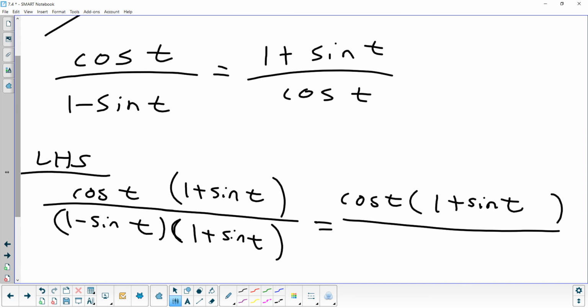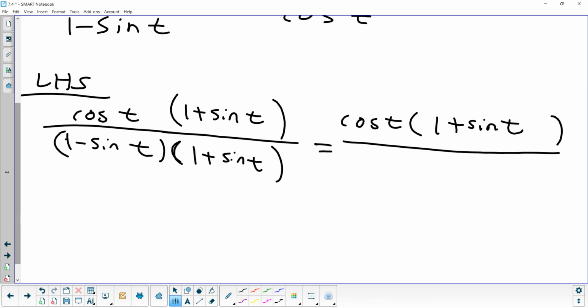Wouldn't it be great if this cosine just disappeared somehow? Because if it did, then I'd have exactly what I'm supposed to have in the top. So maybe it will disappear. Just leave it right there. Don't do anything with it. Let's FOIL the bottom out.